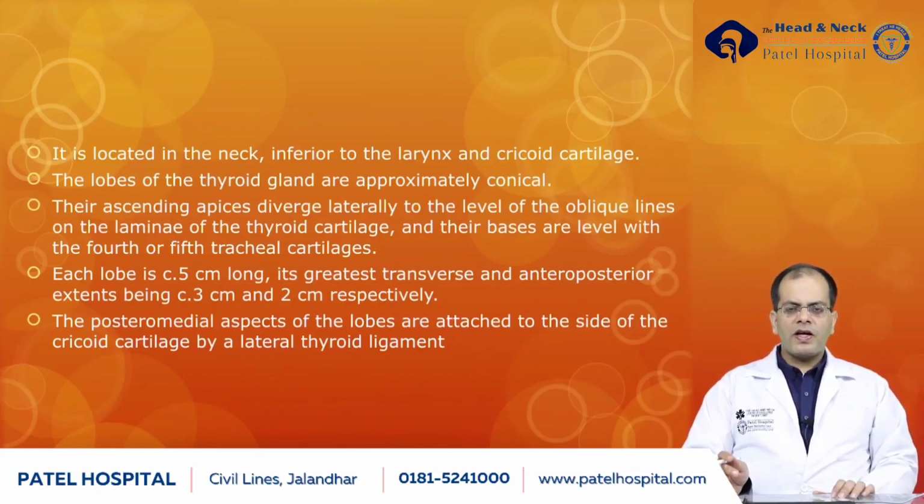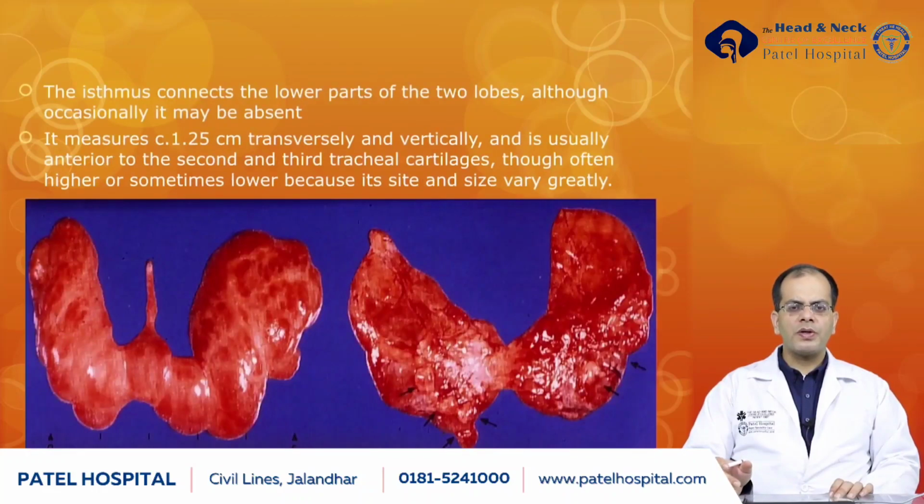Each lobe is about 5 by 3 by 2 centimeters in dimension. And this is important when you do your ultrasounds and when you look at your thyroid pathology. You should know whether or not you are dealing with an increased size of the thyroid gland or not. Not just the radiologist, but you should be able to appreciate that as well.